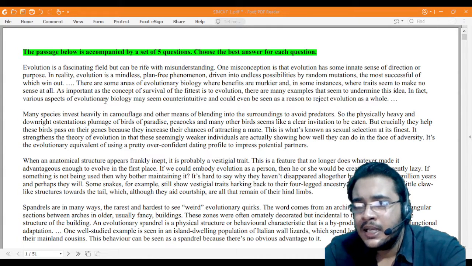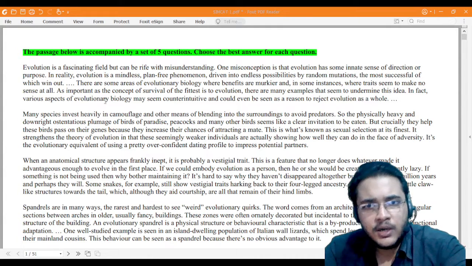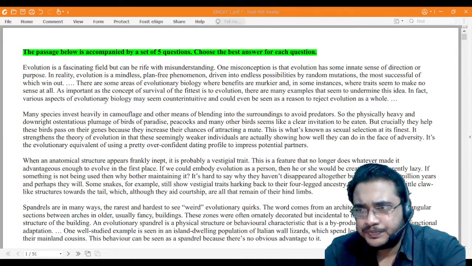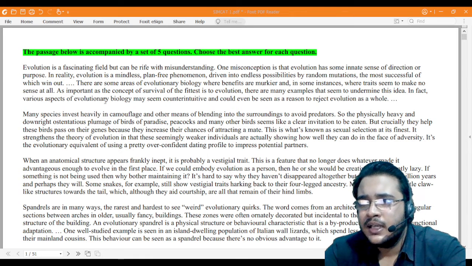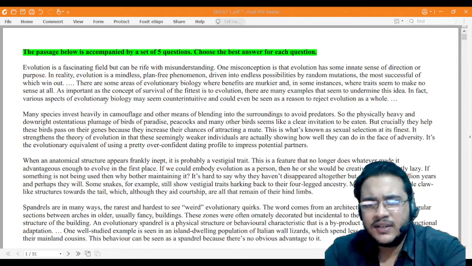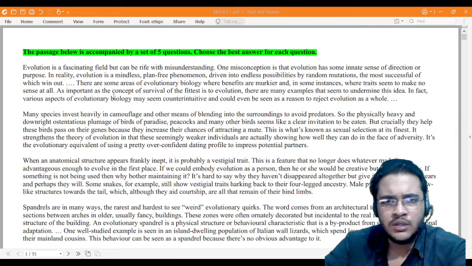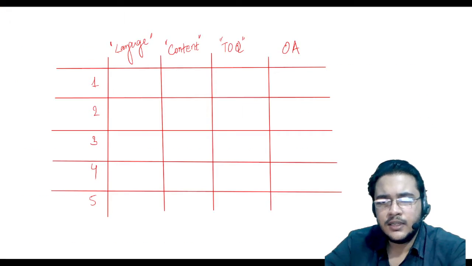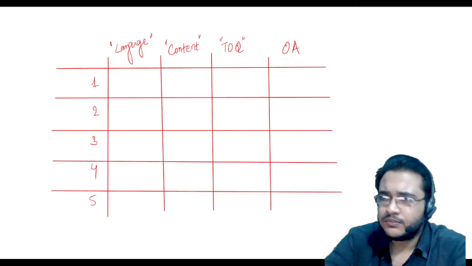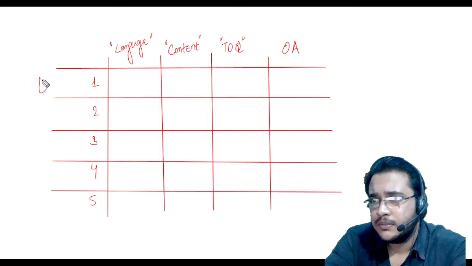So at this point, I don't want to go to the next paragraph. I want you all to do this also with me: read the first paragraph, second paragraph, and rate it. You may use your own copy. So let's go to the whiteboard area and name it. The first one is evolution.